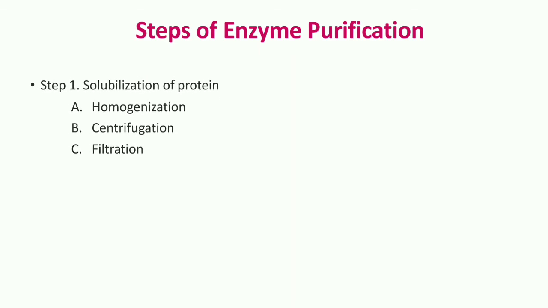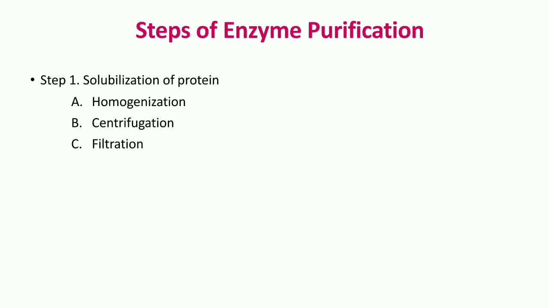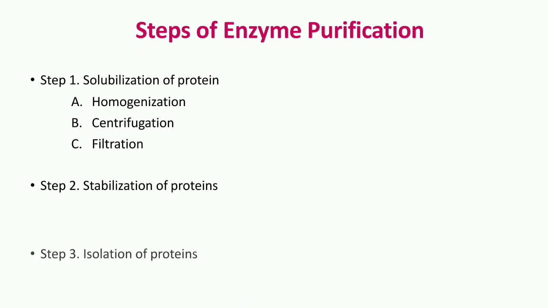So there are 3 steps in enzyme purification. The first one being solubilization of the protein or enzyme which is present in the cell. This involves steps such as homogenization, centrifugation, and filtration. Step 2 is stabilization of the enzyme of interest, and the third step is isolation of proteins or enzymes from the given mixture or cell lysate.